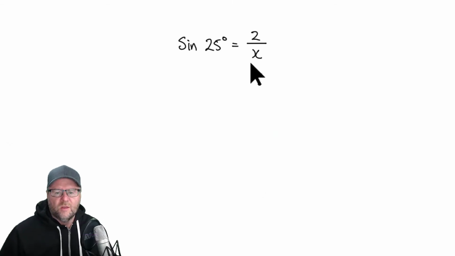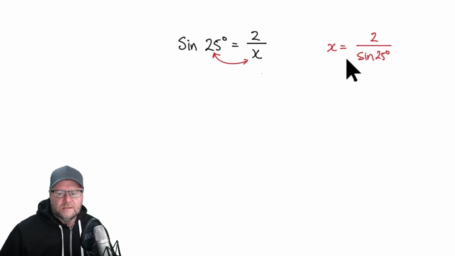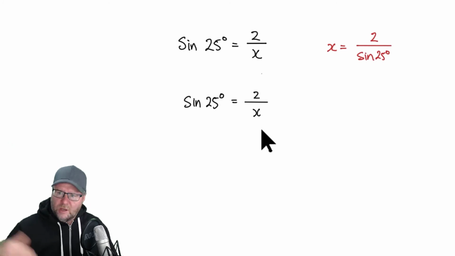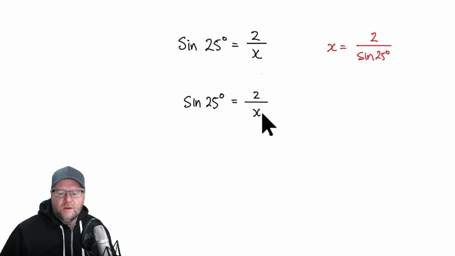Here's one with the unknown on the bottom. If I swap them, I'll get this, x equals 2 over sine 25. Let me walk you through the algebra of what actually is happening behind that shortcut. Here I've got x on the bottom. This is 2 divided by x. Now remember, I'm trying to get x on its own.